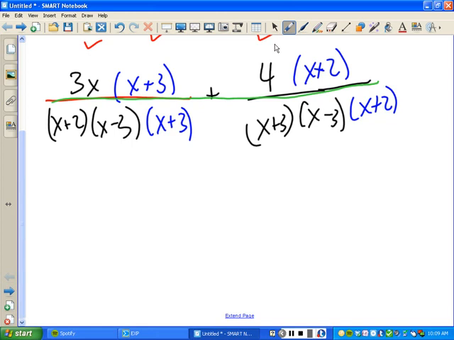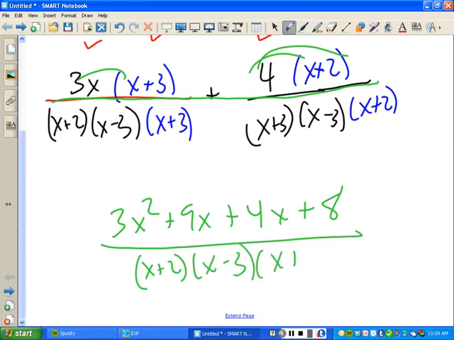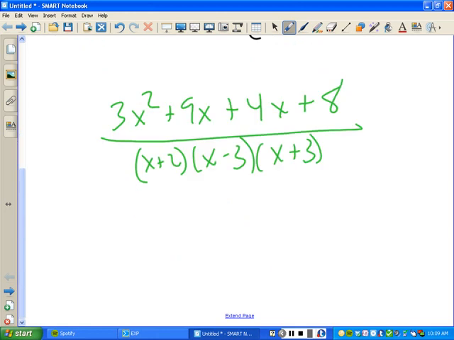So we're going to have 3x squared plus 9x plus 4x plus 8 all over x plus 2, x minus 3, x plus 3. Now, I'm telling everybody to extend the line. If you choose not to extend the line, then when you get it wrong, don't blame me. Okay, you need to extend the line because the minus sign can mess you up if you don't.